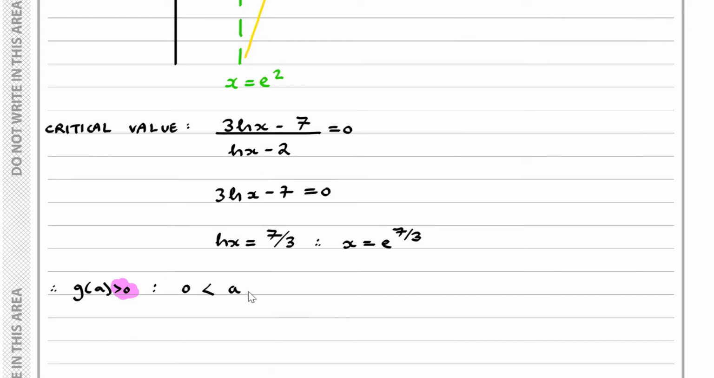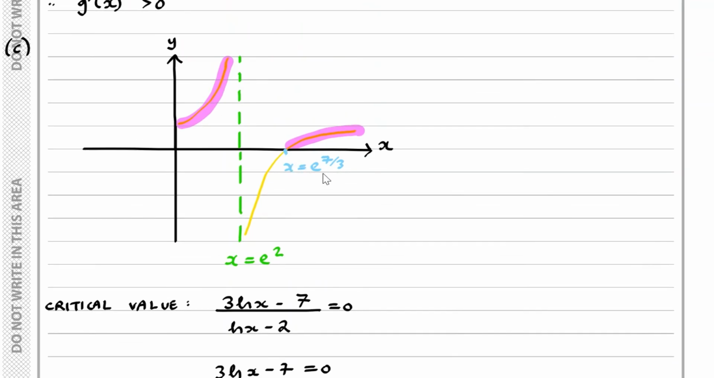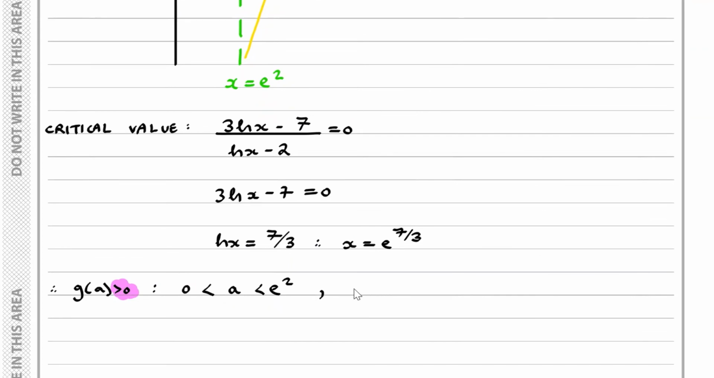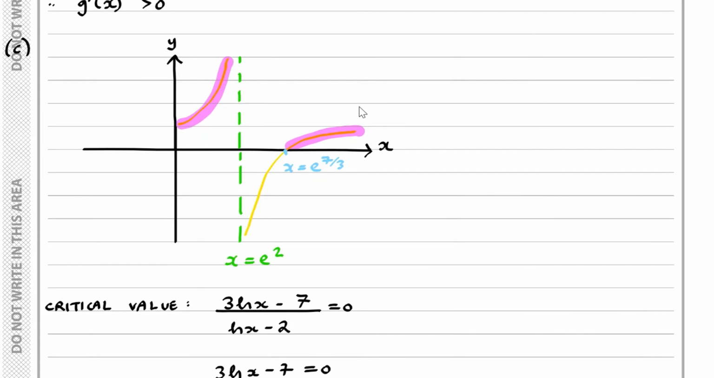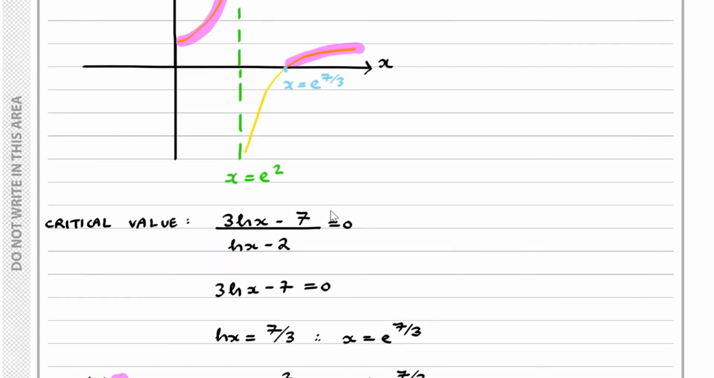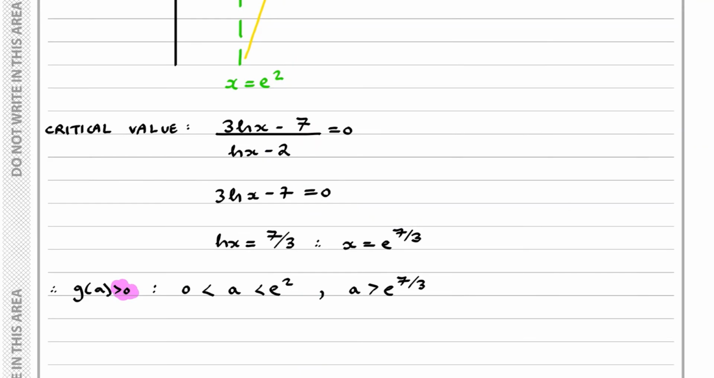So a is going to be in between 0 and e squared, and it's also going to be anything beyond the point x equals e to the power of 7 over 3. So we have a being greater than e to the power of 7 over 3. So that's our final answer, and it's quite difficult to spot that in my opinion, but sometimes it might help to draw a rational function first to figure out the required range of values you need.